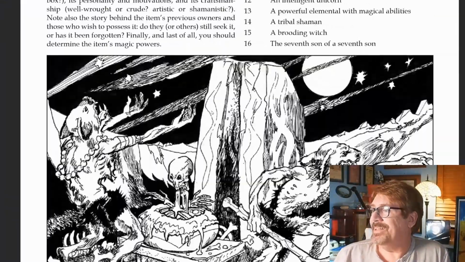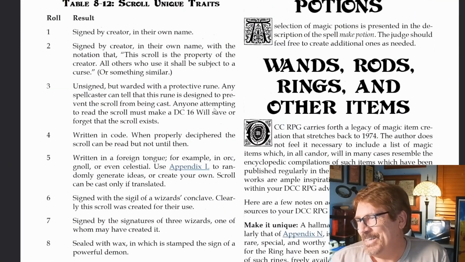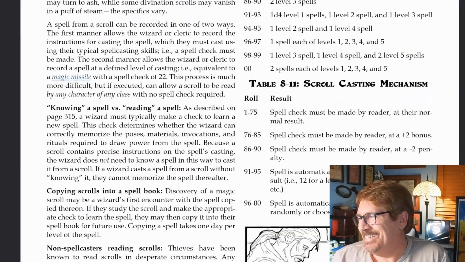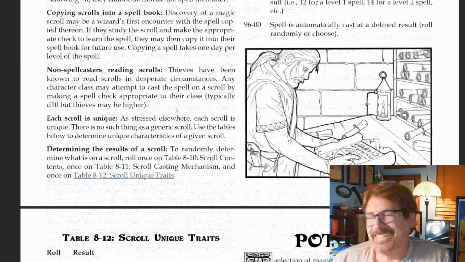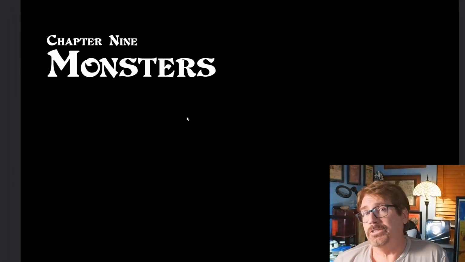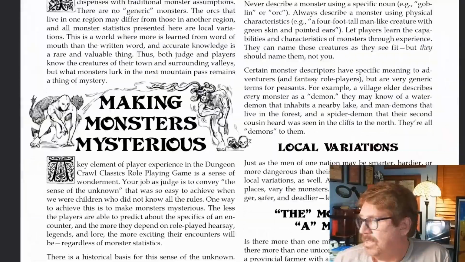Oh, that's it. Where are my Gauntlets of Ogre Power? You can't have a campaign without Gauntlets of Ogre Power. What are you guys thinking? I'm just kidding. I'm sure you must have another guide or a book of magic items and monsters, like an expansion. Okay, monsters.